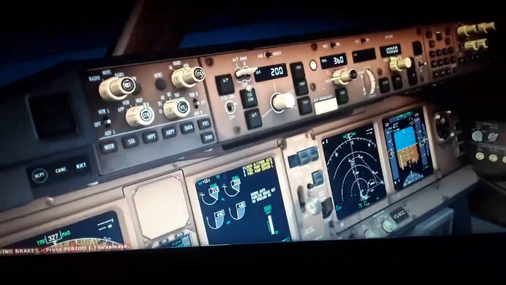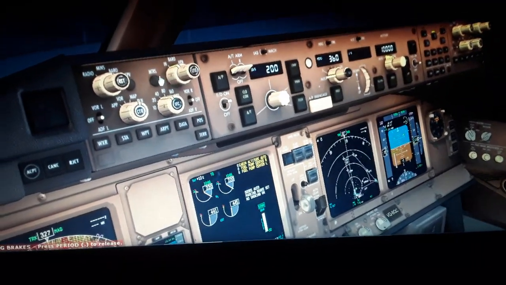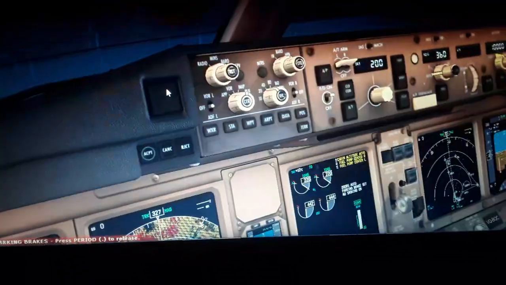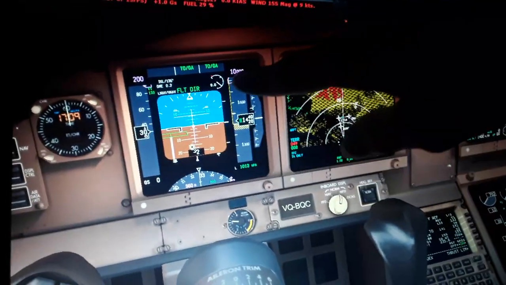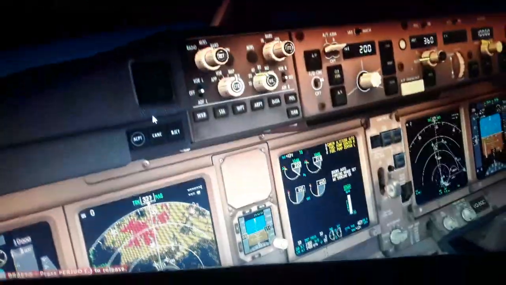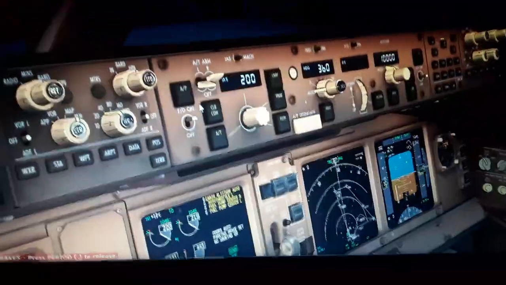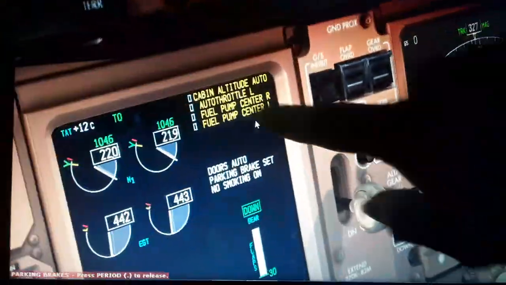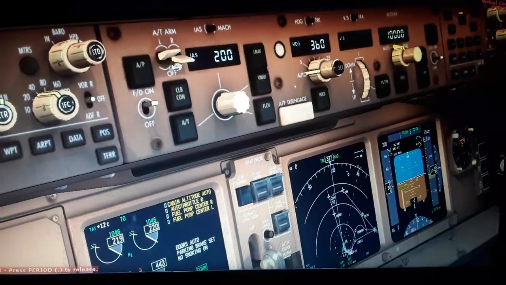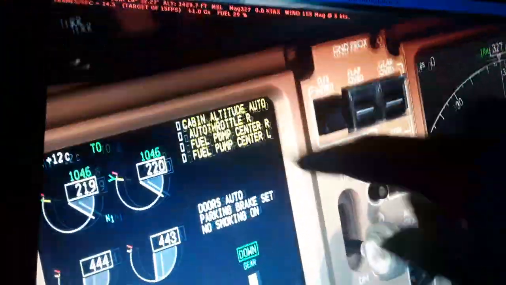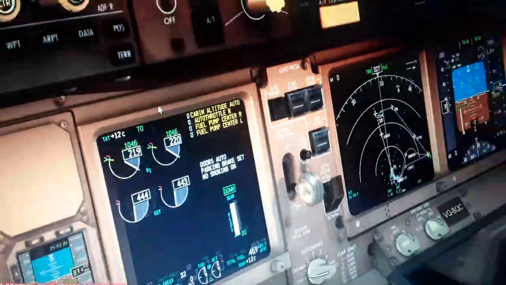So we can change some values. We have the meters, hectopascals also here. So you can see now hectopascals 1013 and meters here display 1050 meters. We have also the display here of the auto throttle. So this is the autopilot flight director system panel. Auto throttle left off, auto throttle right off, either one right off and on. So the autopilot flight director system panel is active.